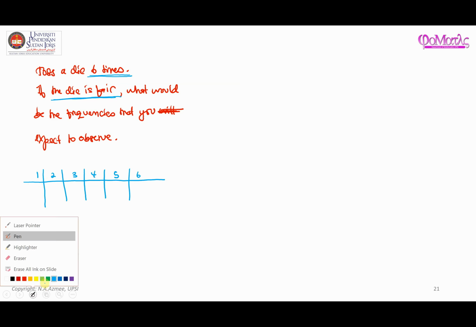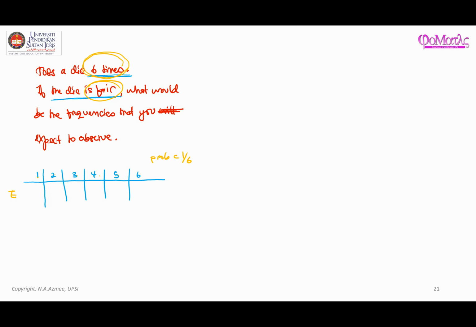And therefore, if the die is fair, you will expect that the probability of getting 1, 2, 3, 4, 5, 6 must be equal to 1 over 6. And if you toss a die 6 times, you will expect to get 1 observation for each category. So this is the expected result.